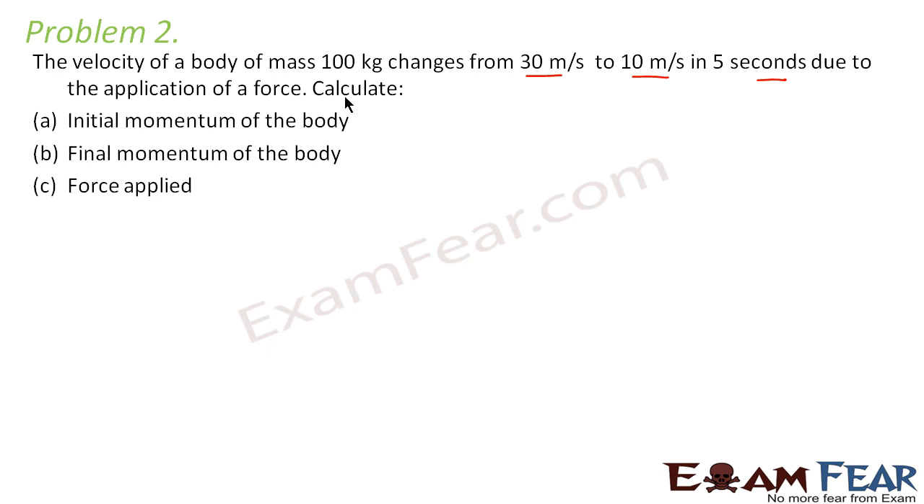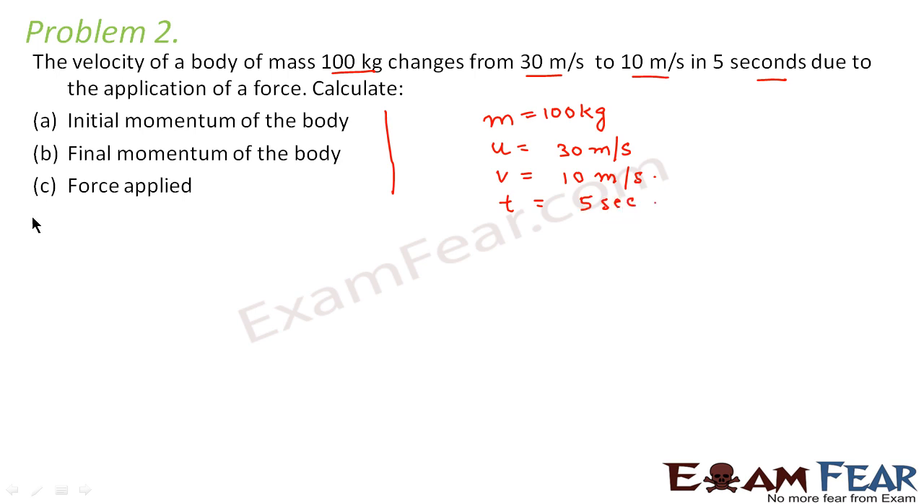So here the question says that we have a body of mass 100 kg. The velocity of the body initially was 30 meter per second. That means we will just keep writing whatever is given in the question. Mass of the body is equal to 100 kg. The body is moving with a velocity 30 meter per second. But the velocity changes from 30 to 10. That means the final velocity is equal to 10 meter per second. And in how much time does the change occur? 5 seconds. That means t is equal to 5 seconds.